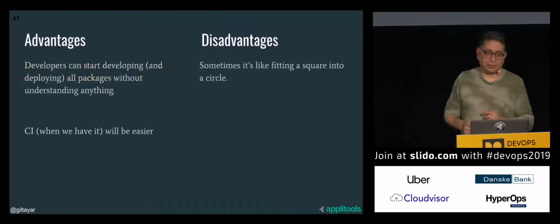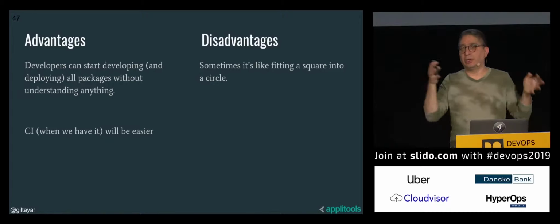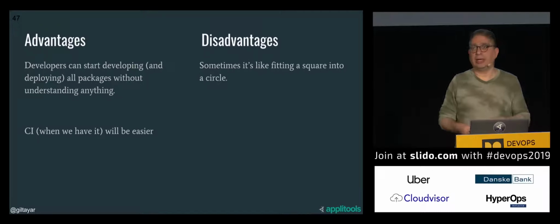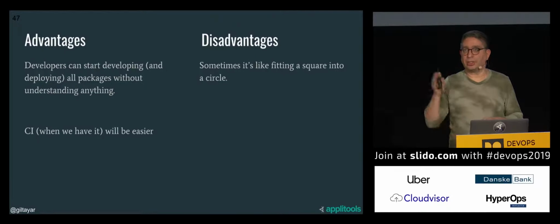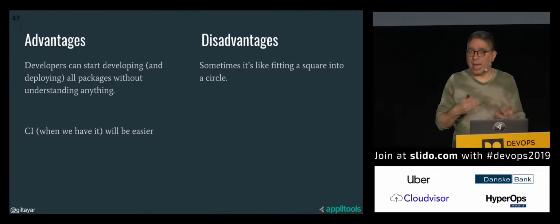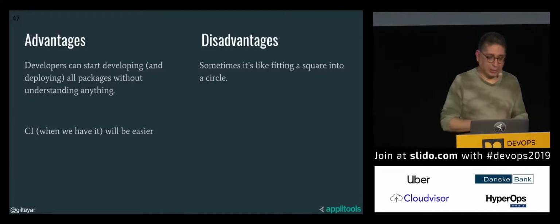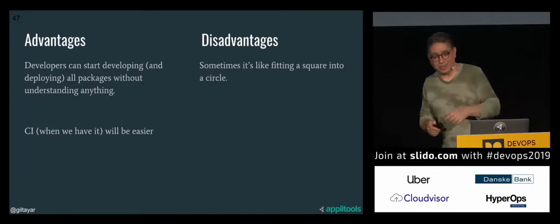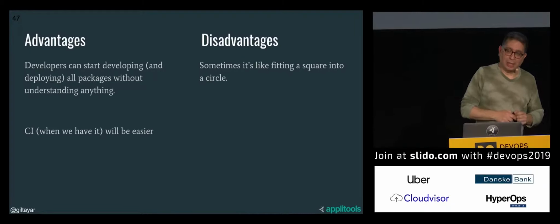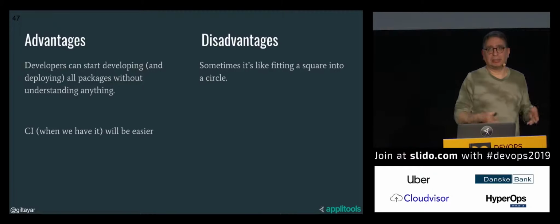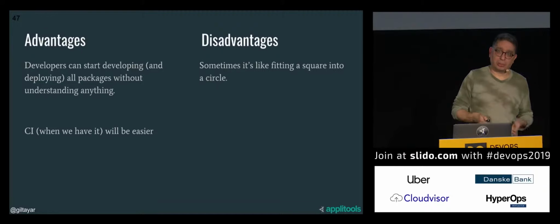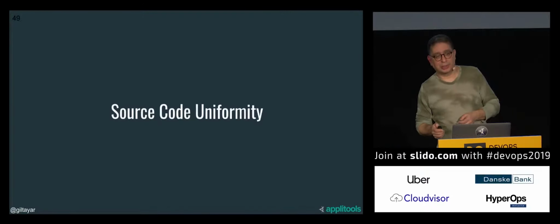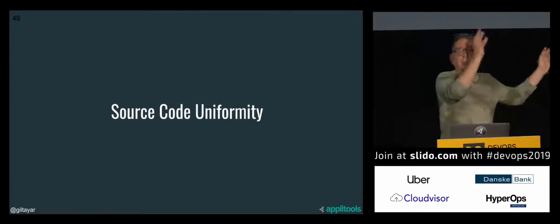What are the advantages of this? A developer goes into a package, they know what they have. They know the build structure, they know what they need to do. If they need to add something, they know where to add that. CI, once we have it, will be much easier. And the disadvantages, as I said, sometimes it's like fitting a square into a circle, but most of the time it really works.